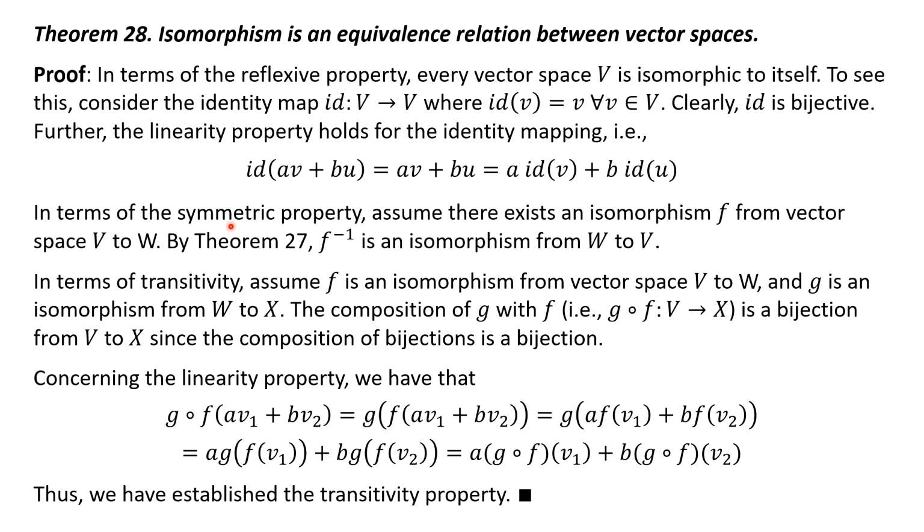Then in terms of the symmetric property, we already proved that in theorem 27. If you have an isomorphism F between vector spaces V and W, then F inverse is an isomorphism from W to V. And as I say, that was theorem 27. We proved that a few slides ago.